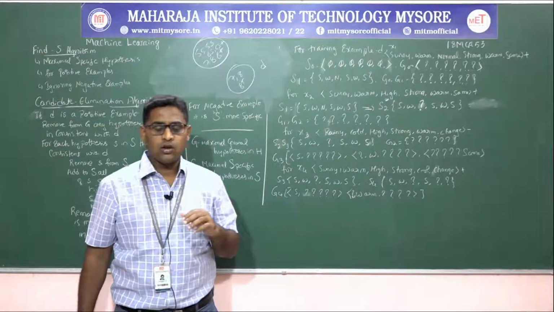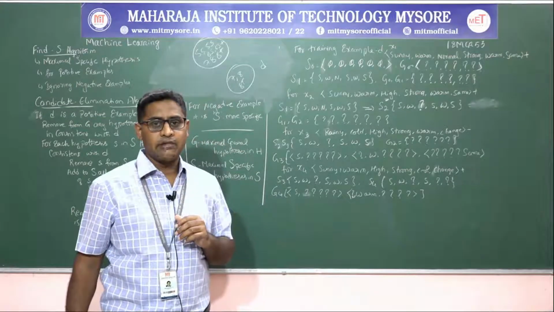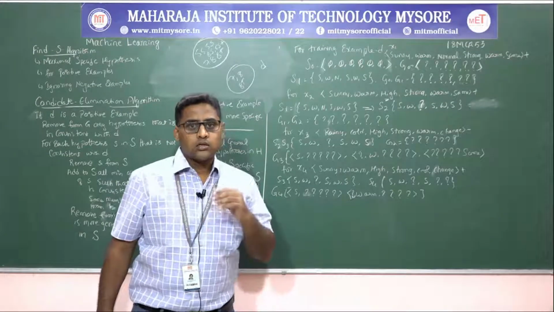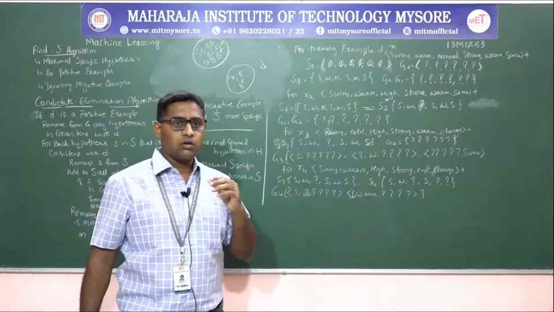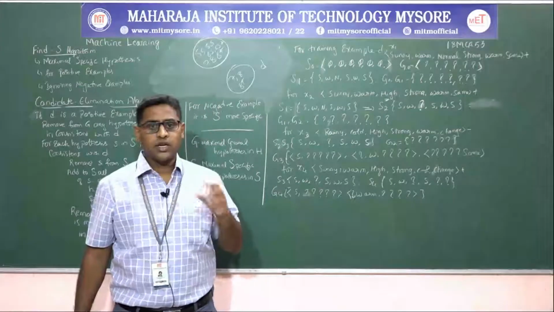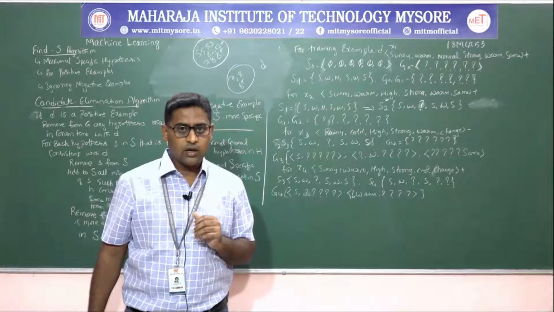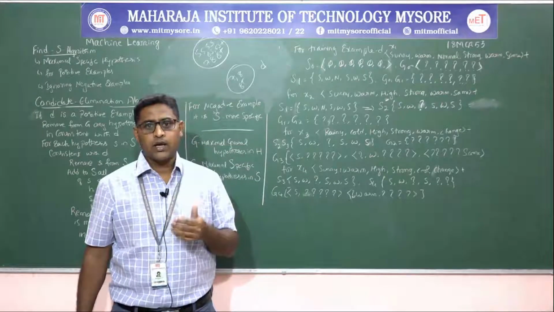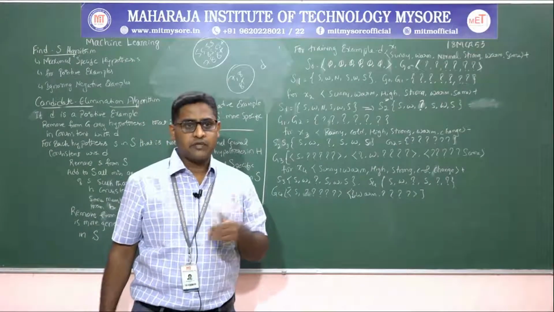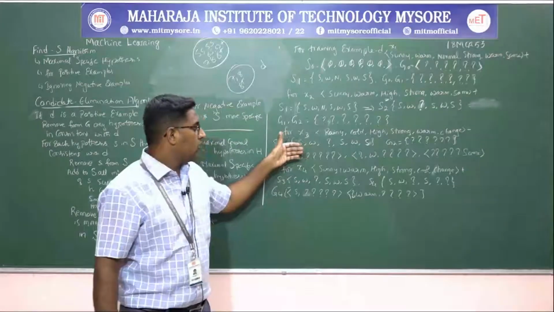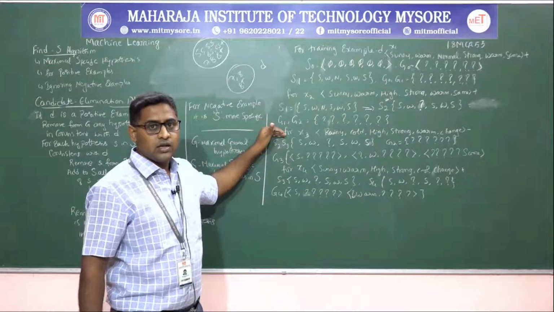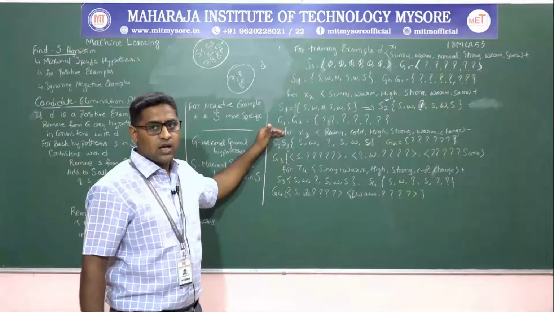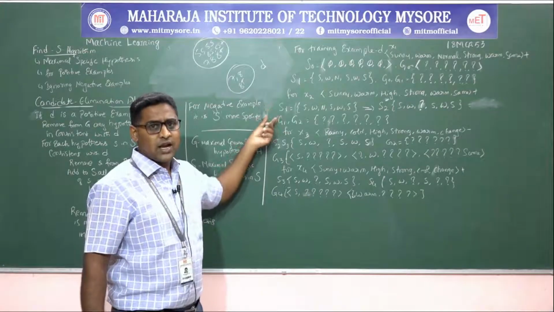Unlike in the Find-S algorithm, where we ignore the negative examples and consider only the positive examples, here we need to concentrate more on the examples and see how the candidate elimination algorithm will work. Unless you practice it well, it will be a little difficult to understand the examples with respect to specific values and general values. That means the specific hypothesis and general hypothesis, S and G.